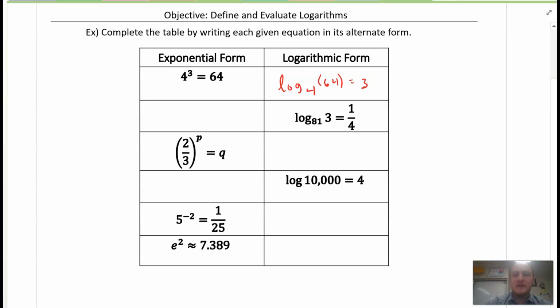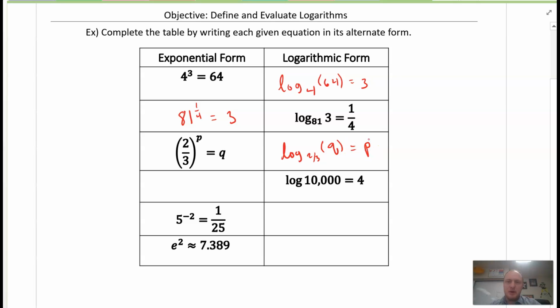Now if I have log base 81 of 3 is equal to 1/4, how can I write that in exponential form? Well, again, base is the same. 81 to the power of, okay, well, inputs and outputs switch. So it's 81 to the power of 1/4 is equal to 3. Pretty easy, right? 2/3 to the power of p is equal to q. Well, as a logarithm, that's going to be log base 2/3 of q is equal to p.